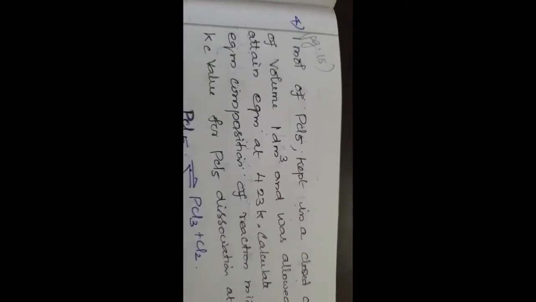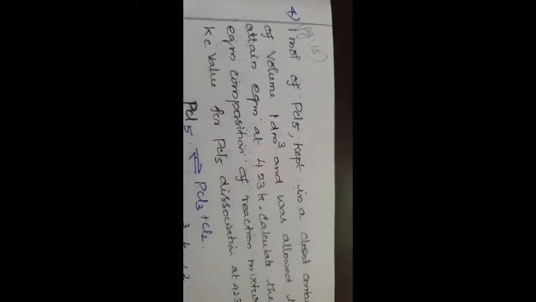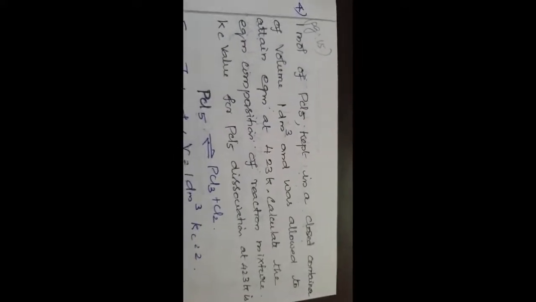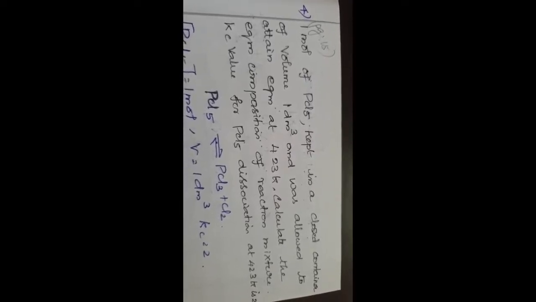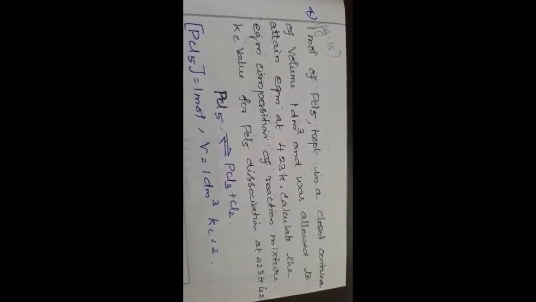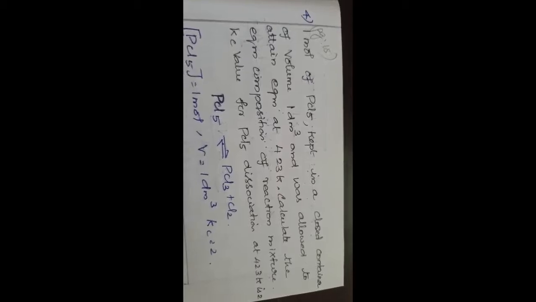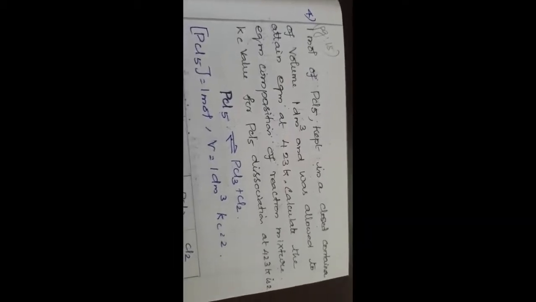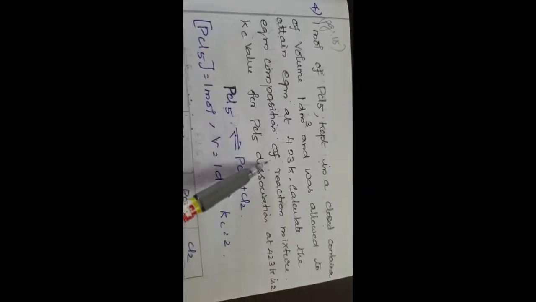Next problem, Evaluate Yourself, given on page number 15. 1 mole of PCl5 is kept in a closed container of volume 1 decimeter cube and is allowed to attain equilibrium at 423 Kelvin. Calculate the equilibrium composition of the reaction mixture. The Kc value for PCl5 dissociation at 423 Kelvin is given as 2. So the Kc value is given.